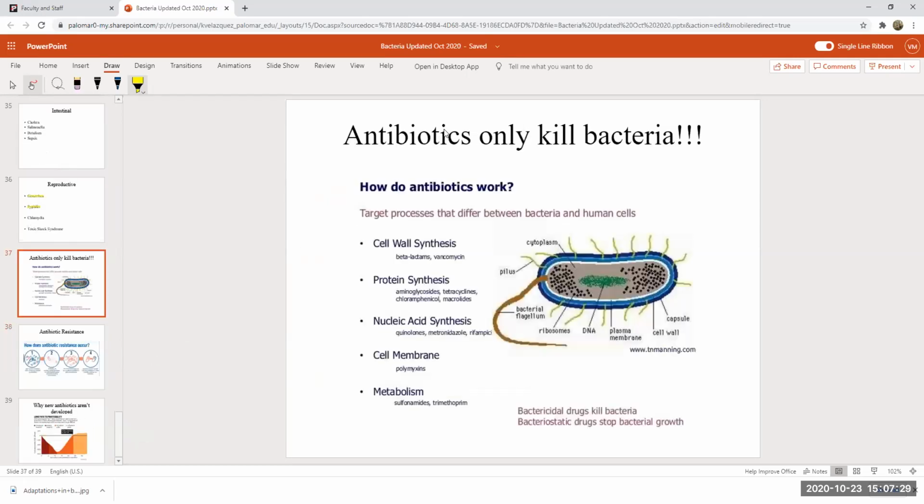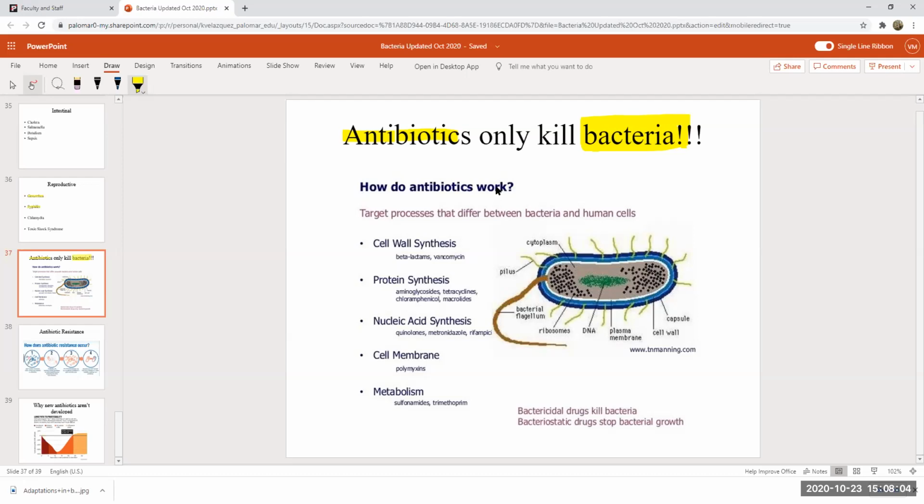Okay, very important to realize that antibiotics only kill bacteria. So let's look at this word. Anti means against, biotic means living. It has to be a living organism to be killed by something called an antibiotic. But more specifically, it's bacteria that we kill with antibiotics. We do not kill viruses with antibiotics. Antibiotics do nothing to a virus. When you have the flu, antibiotics will not help you.